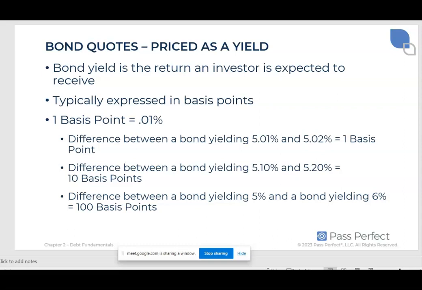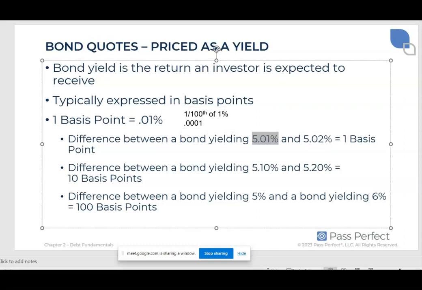A basis point is the minimum possible increment when we're talking about changes in yields or changes in interest rates. A basis point is the same as 1/100th of a percentage point, or 0.01%. You can also say it's 0.0001. So the minimum possible increment in change, for example, a bond is yielding 5.01% and then goes to 5.02%. That is 1 basis point difference.